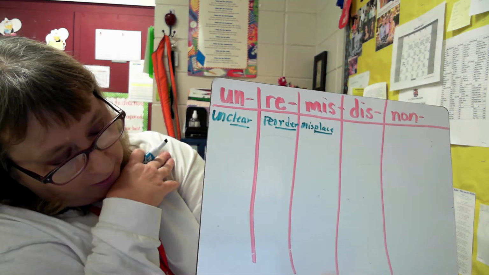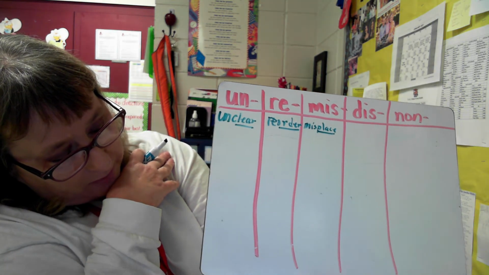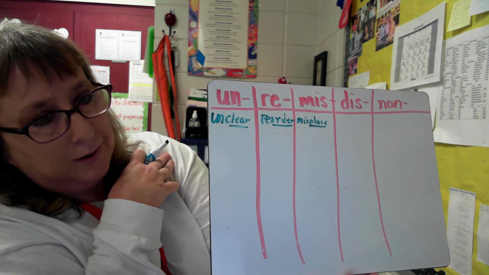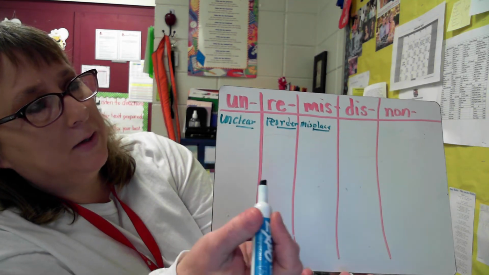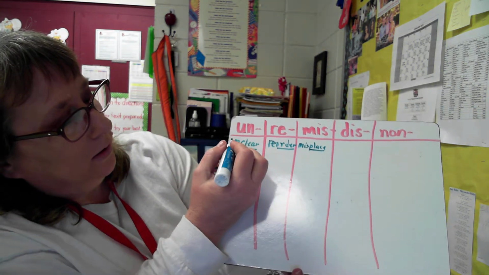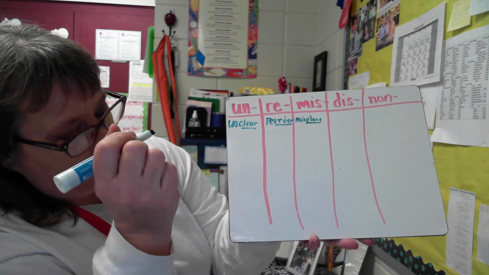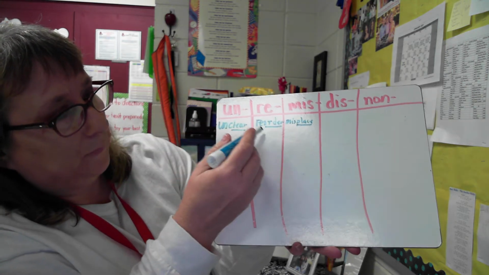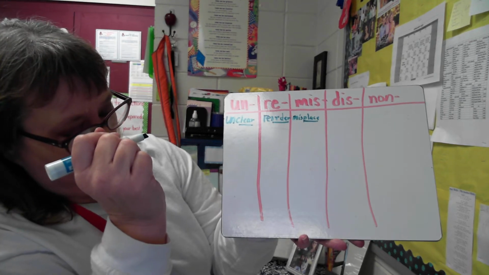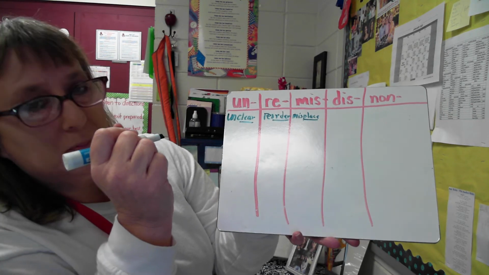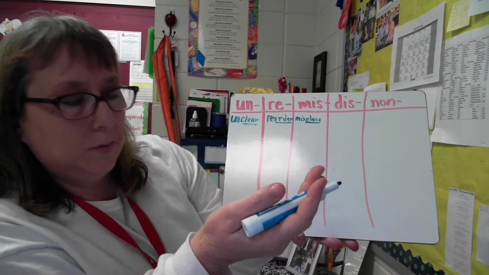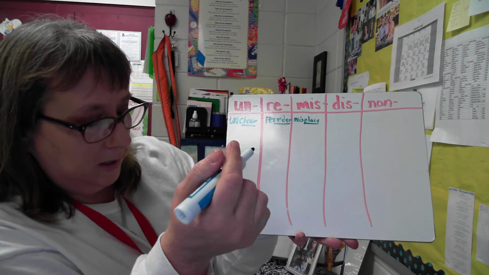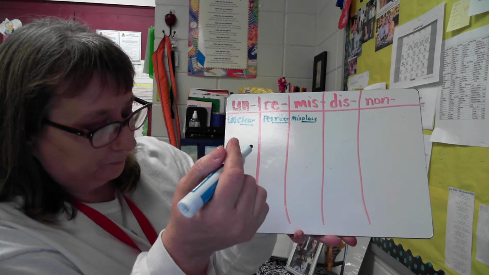All right, now I want you to help me do some. Your first word is unclear. What word? Unclear. Unclear has the base word of clear. So unclear, we've already written in our column. All right, the next word is reorder. Whoops, I already wrote that one too. The next one is misplace. So I've modeled three with prefixes and base words.